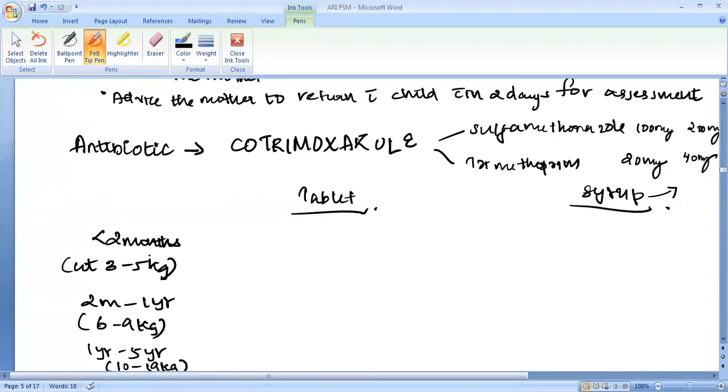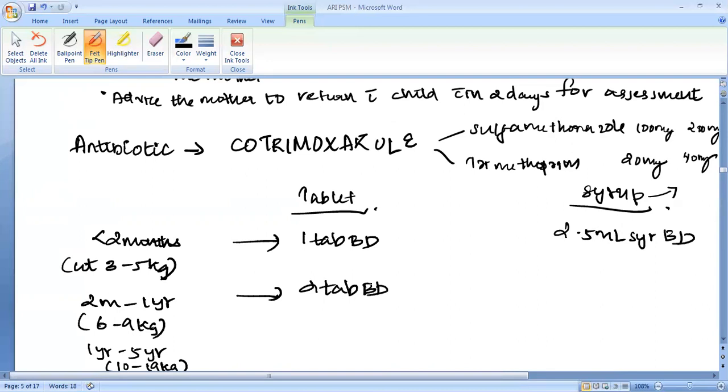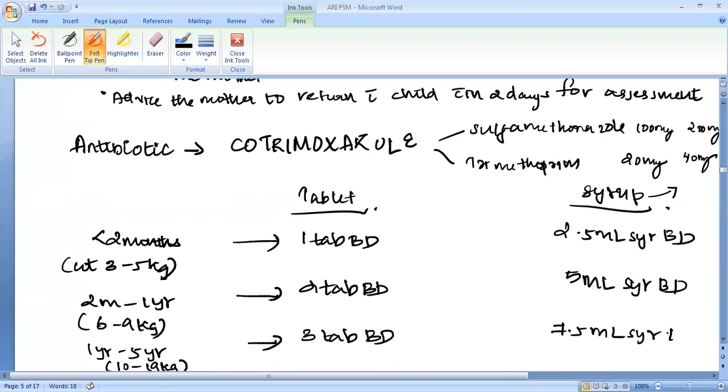If this patient is less than 2 months, we give 1 tablet BD, or 2.5 ml of syrup BD. If it is 2 months to 1 year, we give 2 tablets BD, or 5 ml of syrup BD. If it is 1 year to 5 years, we give 3 tablets twice daily, that is BD, or 7.5 ml of syrup BD. This is the way that we start the antibiotic.